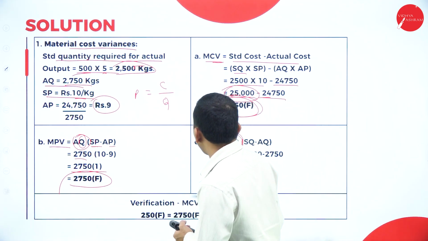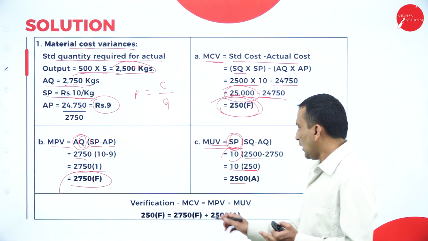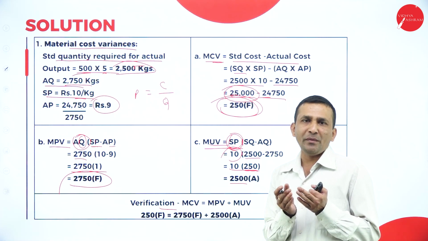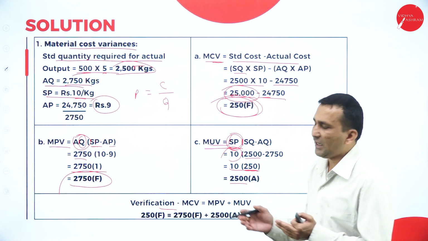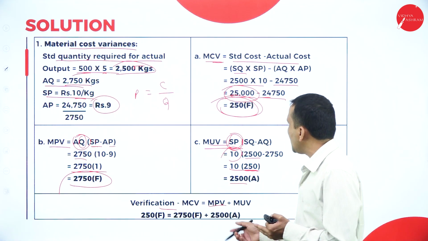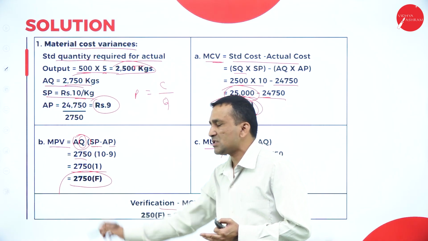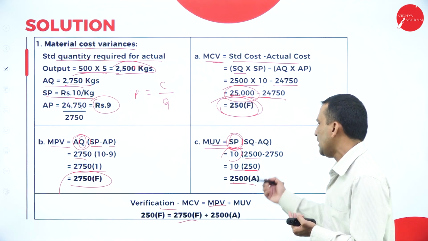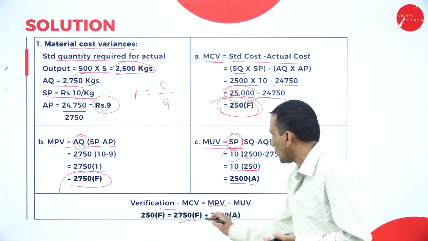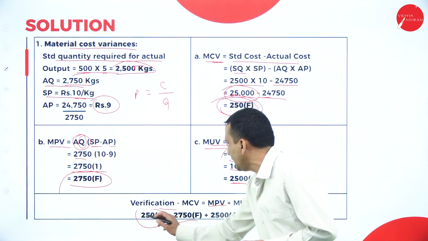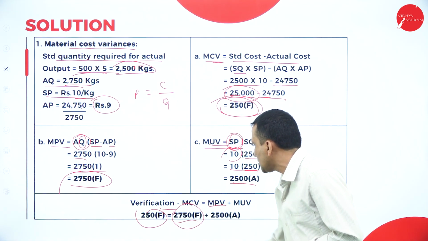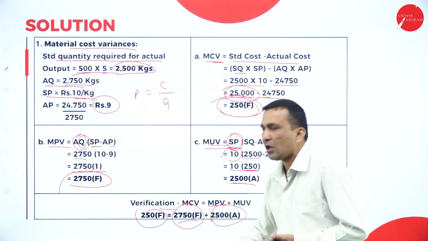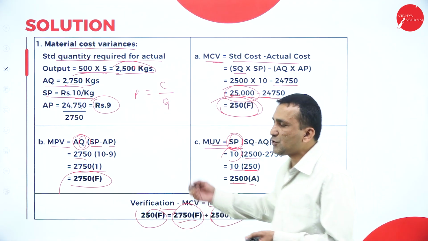Okay, so moving to the verification. We know the formula for material cost variance is equal to material price variance plus material usage variance. Material price variance we got 2750 and material usage variance 2500. So if you try to adjust the positive and negative values, the positive value is more compared to the negative one, so the difference is always positive only.